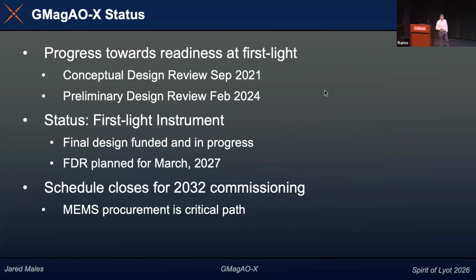So this is where we are now. Probably the big announcement as an update to this talk, if you've seen it before, is that we're now an official GMT instrument that's been fast-tracked for first light. We're in the project baseline. Our final design is funded. I have an email waiting for me about negotiating a contract when I'm done with this talk. And we're aiming to have FDR done about a year from now.